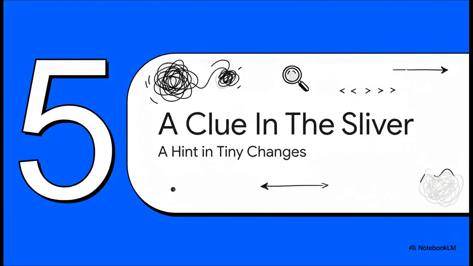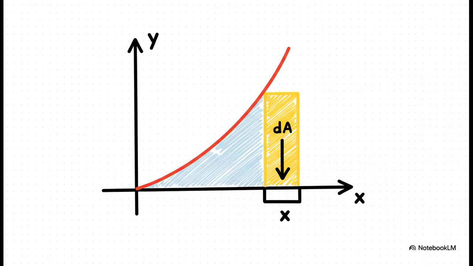You know, when you're faced with a really hard problem, sometimes the best strategy is to just play with it, poke it a little, and see what happens. So instead of trying to figure out the whole function A of x at once, let's just see what happens when we nudge its input just a tiny, tiny bit. So if we increase x by a tiny little amount, let's call this one dx, then the area is going to grow by a tiny little sliver. We can call that sliver dA.